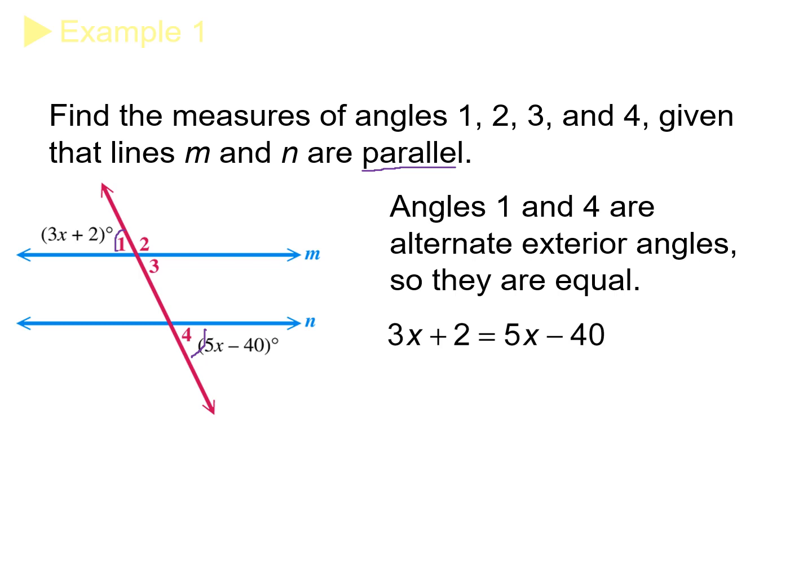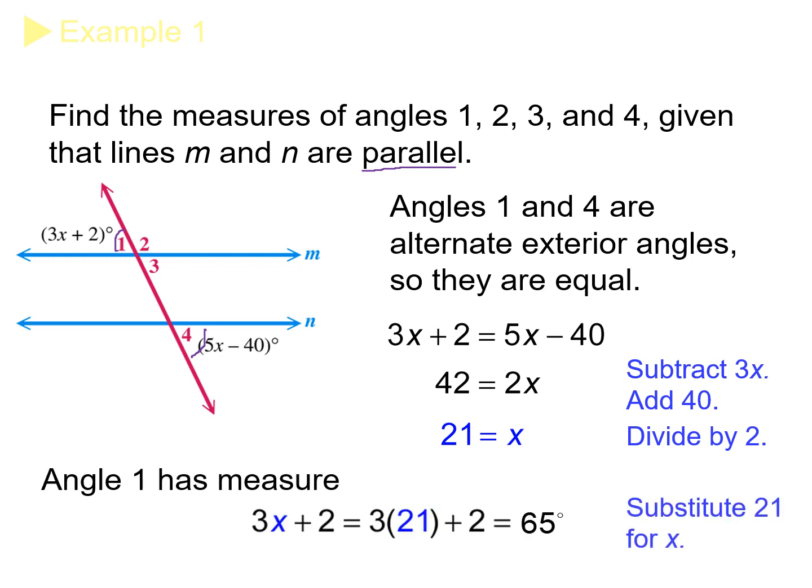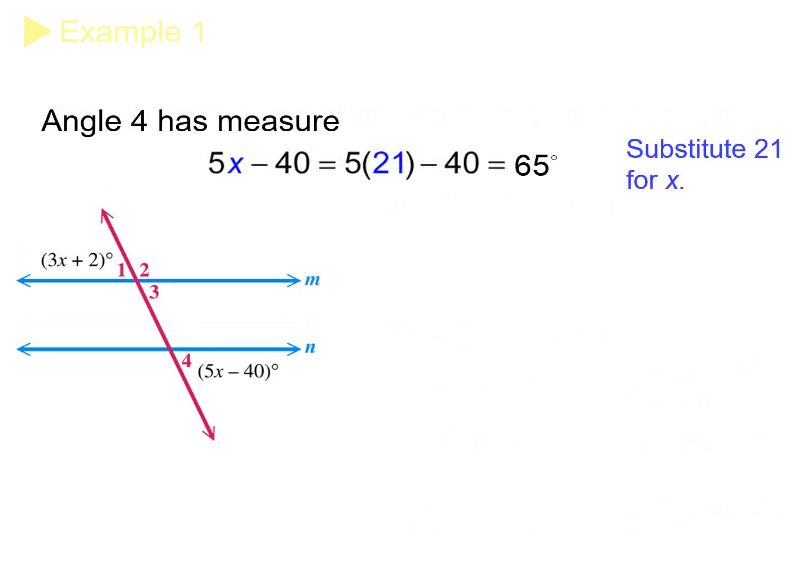So I'm going to take 3x plus 2 and set that equal to 5x minus 40 and get that x is 21. Once I find out what x is, I can find angle 1 is 3x plus 2, or 65 degrees. I know angle 4 has a measure of 5x minus 40, and it's also 65.